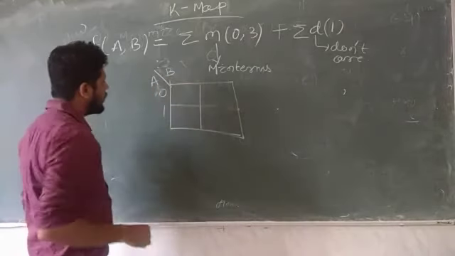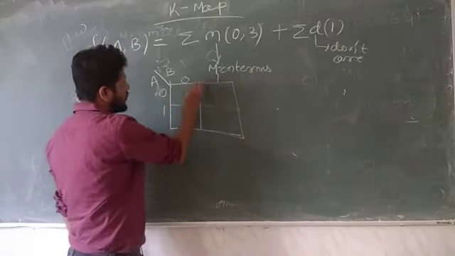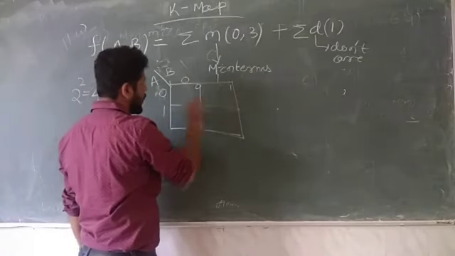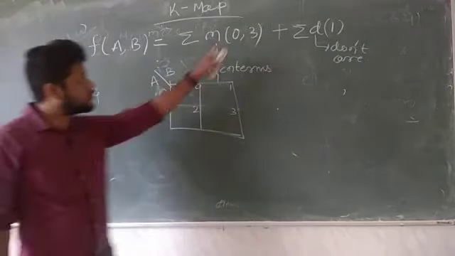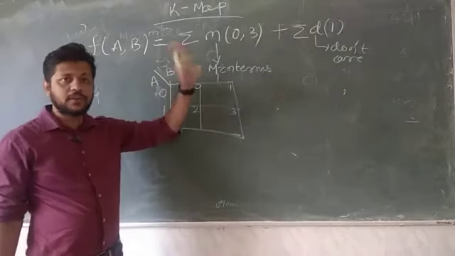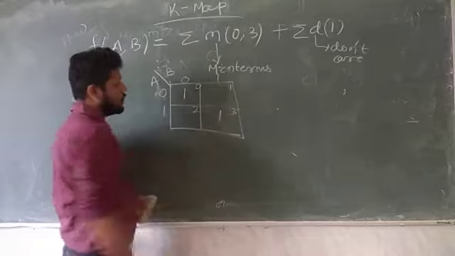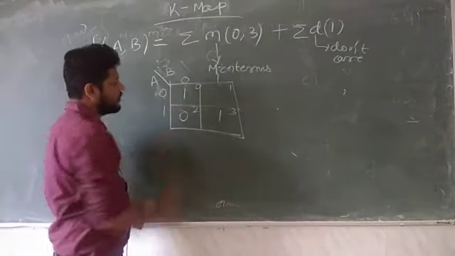So 0, 1. This cell is 0 and 1. So 0, 0, this cell is 0; 0, 1, this cell is 1; 1, 0, this cell is 2; 1, 1, this cell is 3. So 0, 1, 2, 3. So 0 and 3 are in summation M, that means min terms. If those min terms are present at 0 and 3, you need to take it as 1 and 1. 2 is not present, so this is 0.